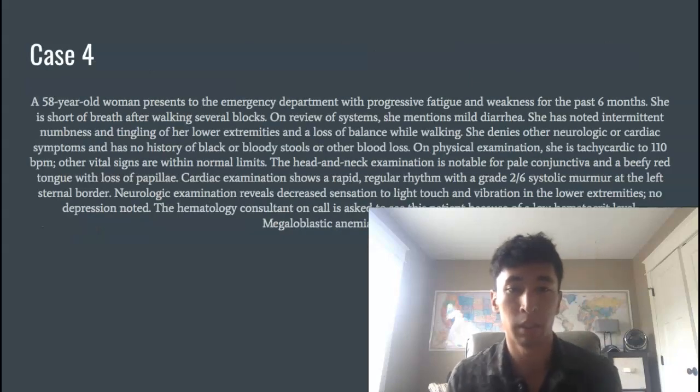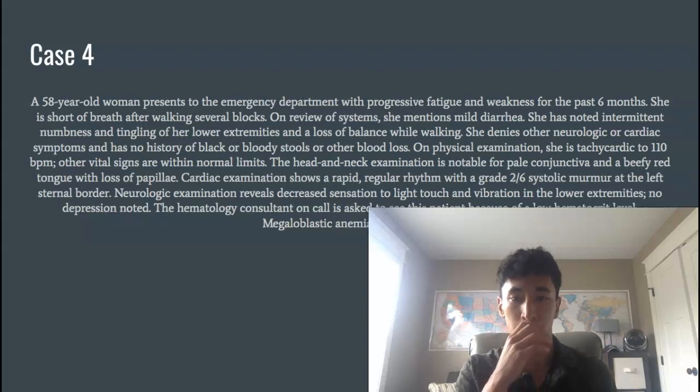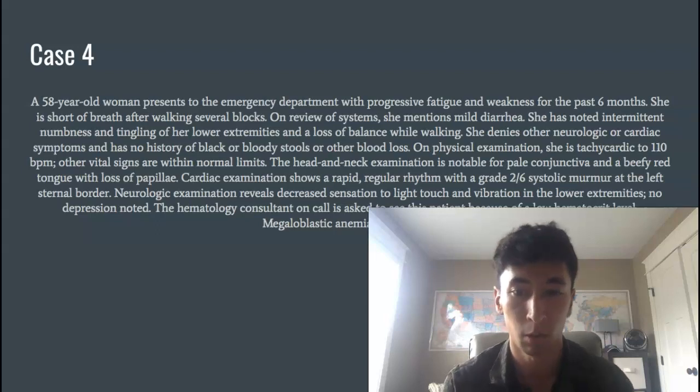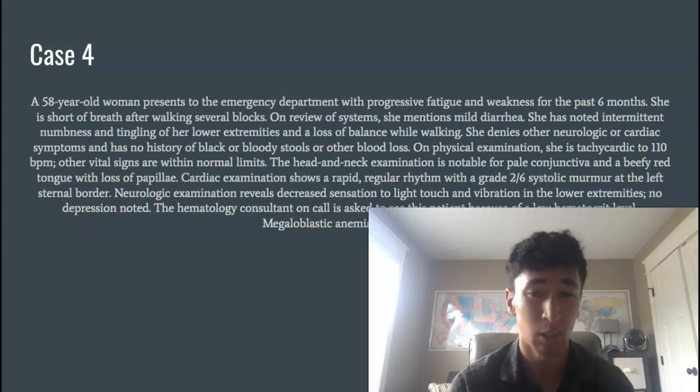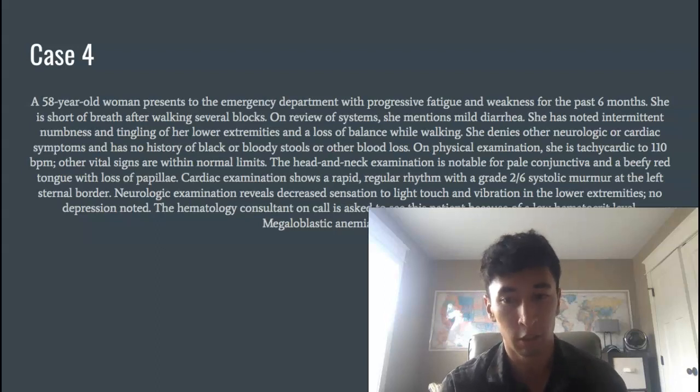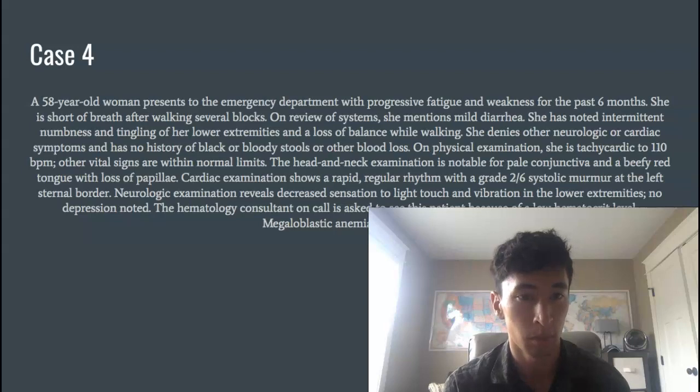Okay, now we're going to jump into case 4. In case 4, we have a 58-year-old patient who's admitted to the ER due to experiencing progressive fatigue and weakness. This patient is also experiencing many other symptoms like numbness and tingling of her lower extremities, and loss of balance while walking, but she does deny neurological or cardiac symptoms.